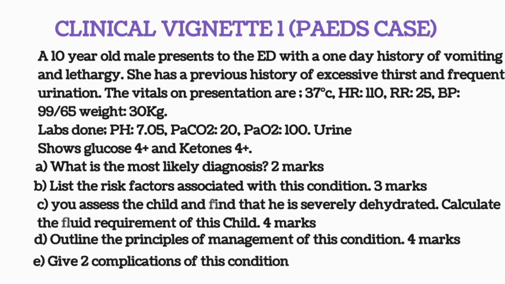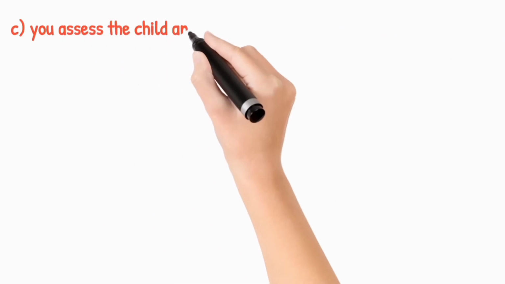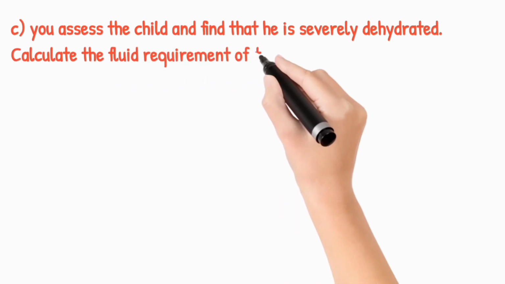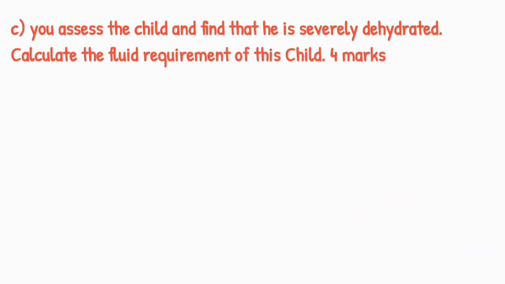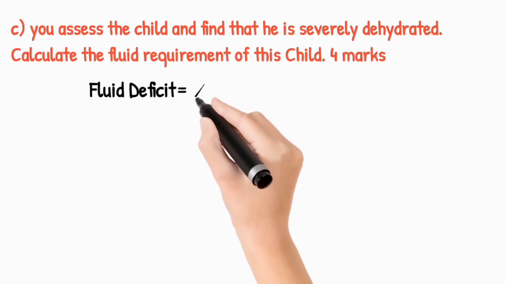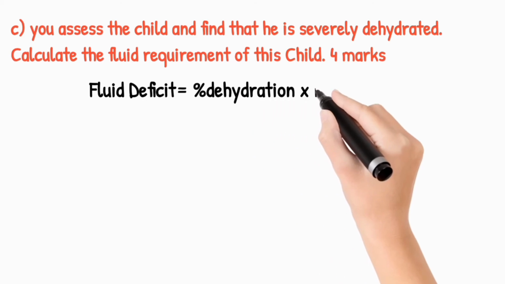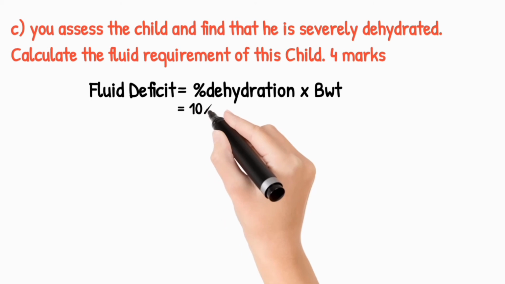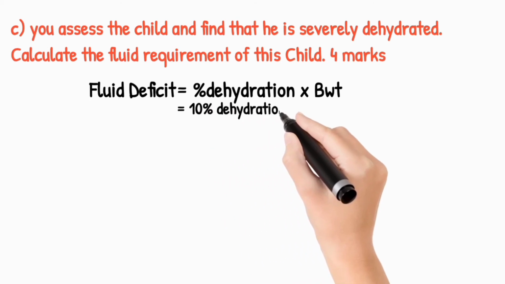We do part C. So part C is saying you assess the child and find that he is severely dehydrated. So the question is saying calculate the fluid requirement of this child. So just calculating the fluid requirements. So in pediatrics, fluid deficit is equal to percentage of dehydration times the body weight. So in severe dehydration, the percentage for the dehydration is 10%. So we are going to use 10% times the body weight, which is 30, and the answer should be in liters.